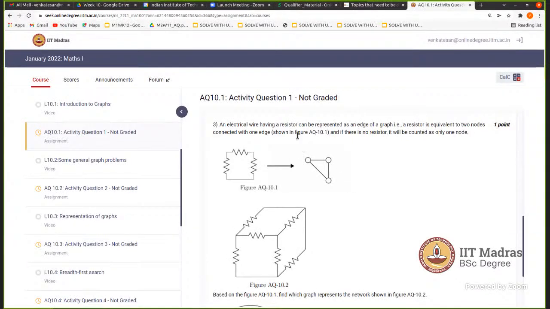What it tells us is a resistor can be represented as an edge of a graph. That is, a resistor is equivalent to 2 nodes connected with one edge. See, this is a resistor here. So this particular thing represents 2 nodes with one edge. So this is a node, and this is a node, with one edge representing this resistor. And there is another resistor. That means there is a node and another node with one edge.